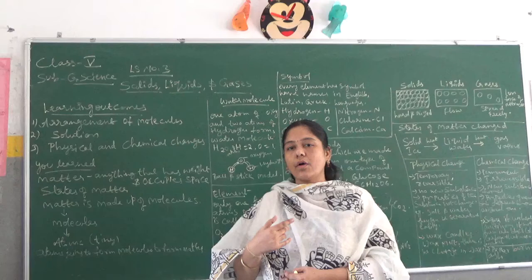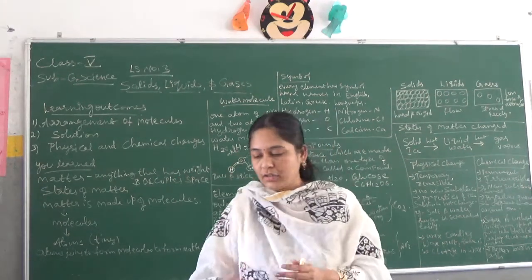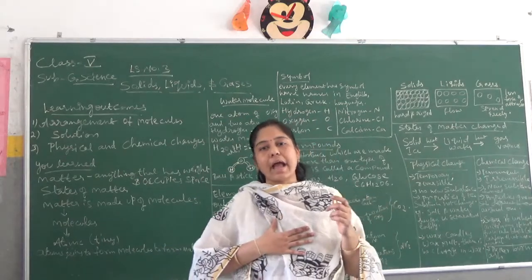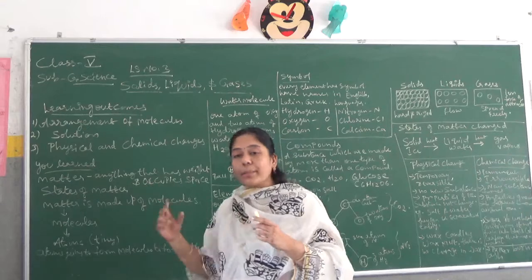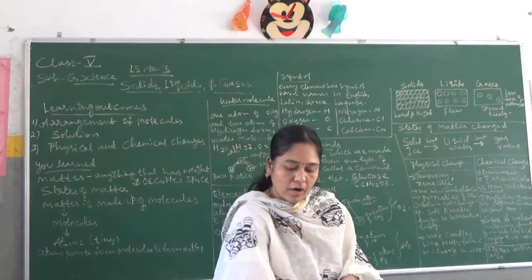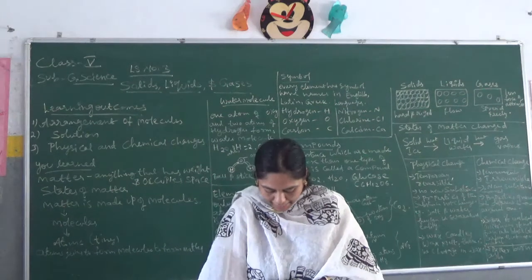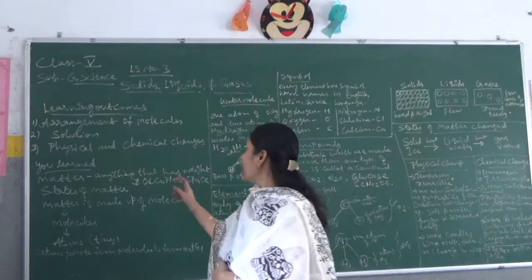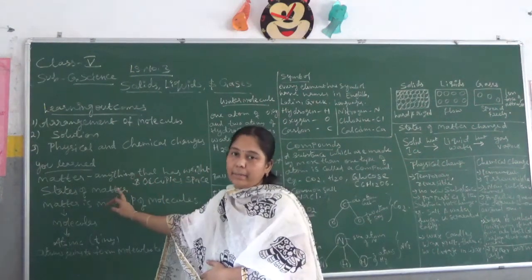How come? Anything that has weight. This book has some weight, this table has some weight, and I also have some weight. So I have weight and I occupy space. The table occupies this much space, the chalk occupies this much space, the book occupies this much space, and I am occupying this much space. So anything that has weight and occupies space is nothing but matter.